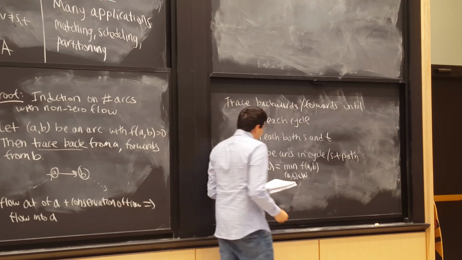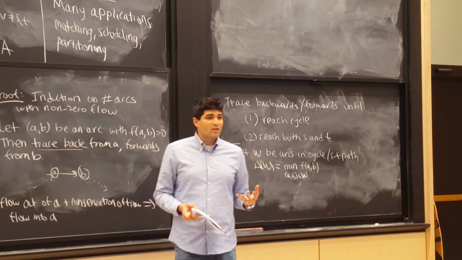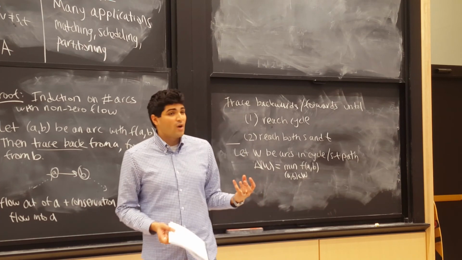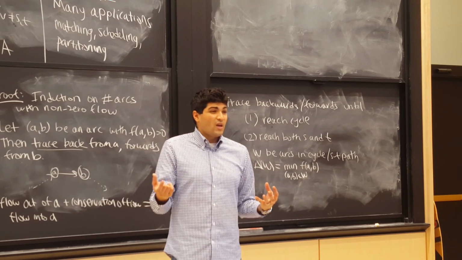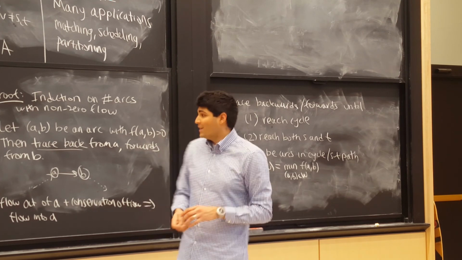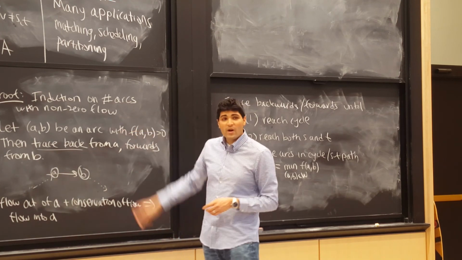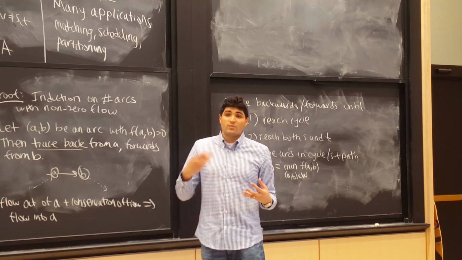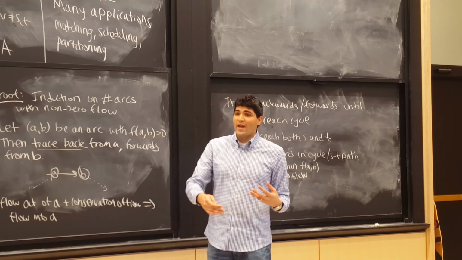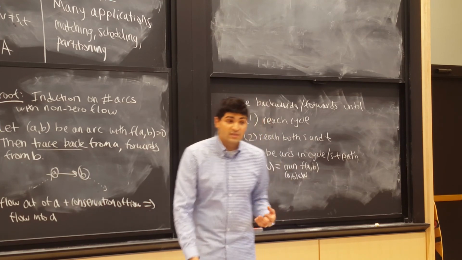The reason we care about this quantity is that now that we've found a cycle or path, it's something that we can subtract off from the flow. But we want to subtract off enough of it that we actually make progress towards our inductive assumption, which is that we want to reduce the number of arcs with non-zero flow. So we better subtract off enough that some other edge becomes tight and actually goes down to 0.